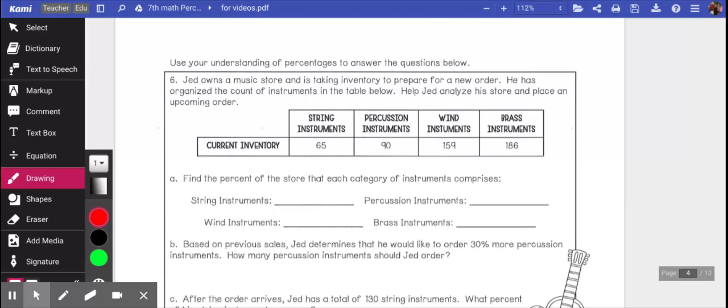So let's think about what this chart means. So current inventory means what he has now. He has 65 string, 90, 159, 186 here. So go ahead and pause it to try to figure it out. And I'm going to write them in, and then we'll talk about them. Remember to use your percent proportion.